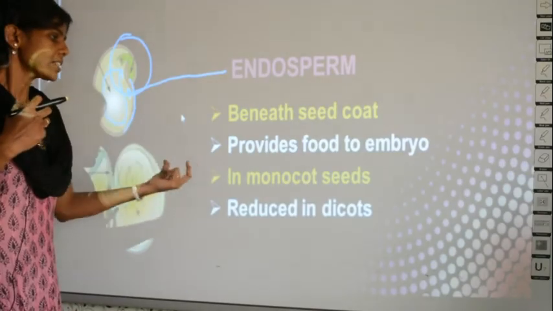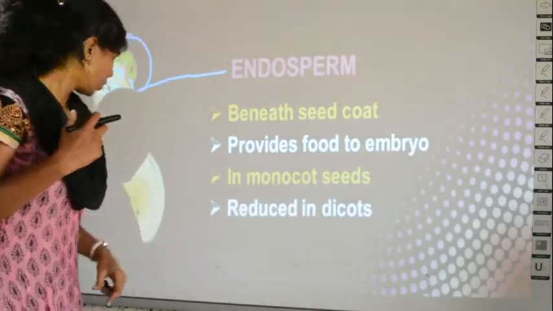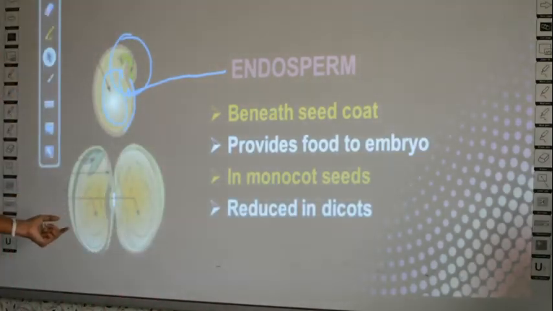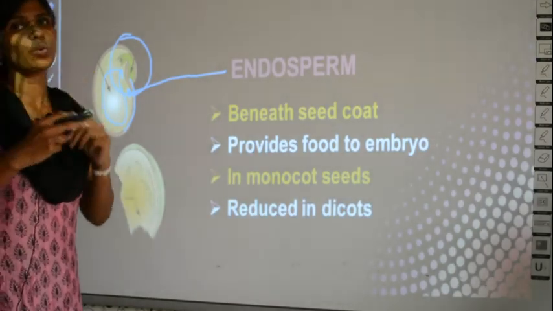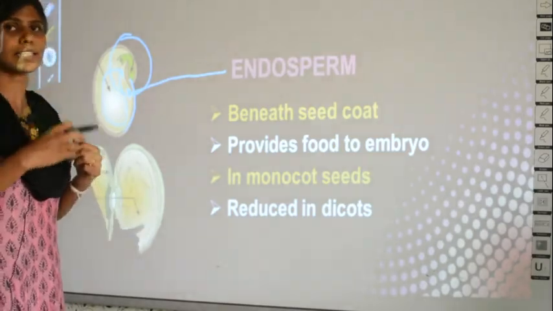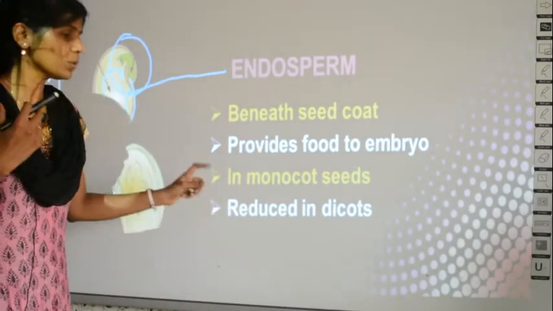And it is reduced in the case of dicots. See, this is a dicotyledonous plant. Here the endosperm is usually very less in quantity. It has only very few nutrients because it is reduced in structure.